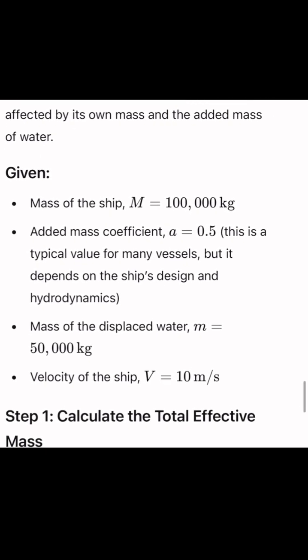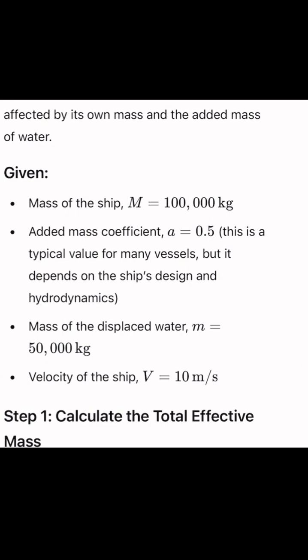Given: mass of the ship m equal to 100,000 kg and added mass coefficient alpha considered 0.5. This is a typical value for many vessels, but it depends on the ship's design and hydrodynamics. In the case of a ship, you can see it depends on the bow impact or side impact. It may be 10% or 40%, depending on that.